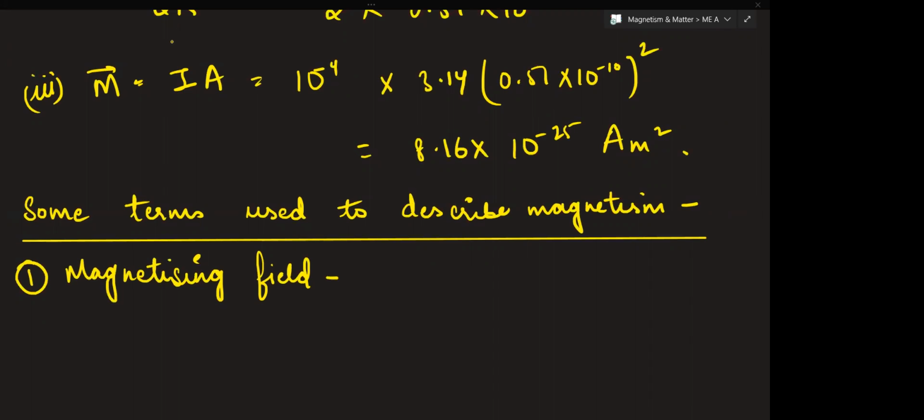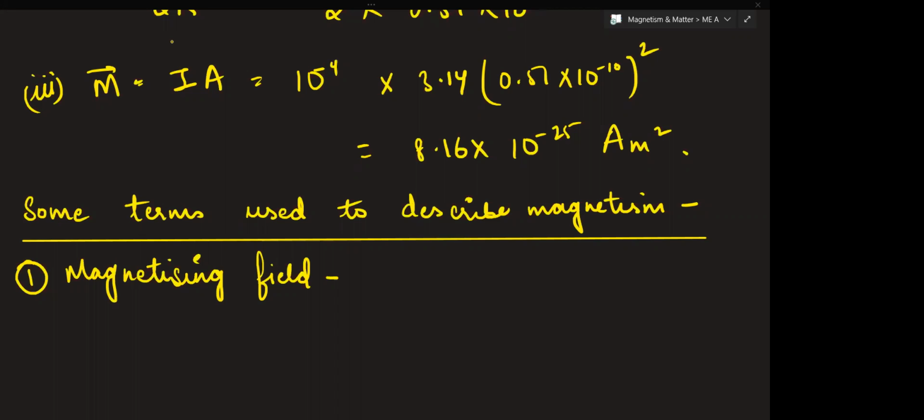Now, some terms used to describe magnetism. One topic is left, the classification of materials or magnets. You first have to identify certain terms, and these terms can also come in your exam, like define the terms magnetizing field, magnetic induction, and all these terms. So first one is magnetizing field.